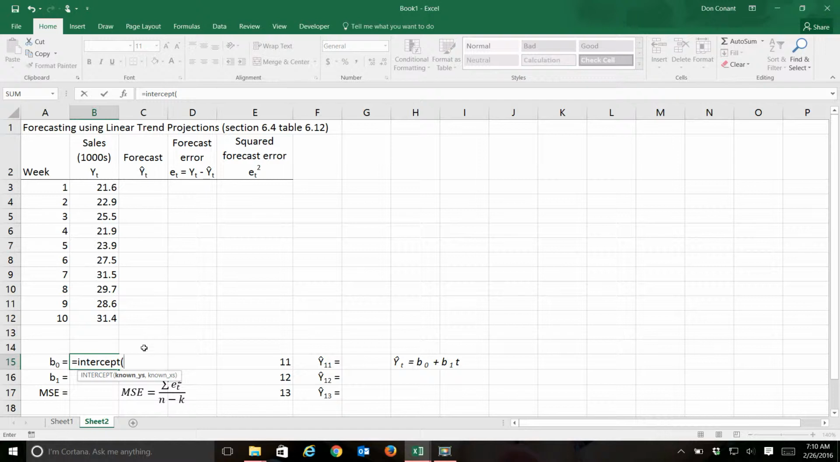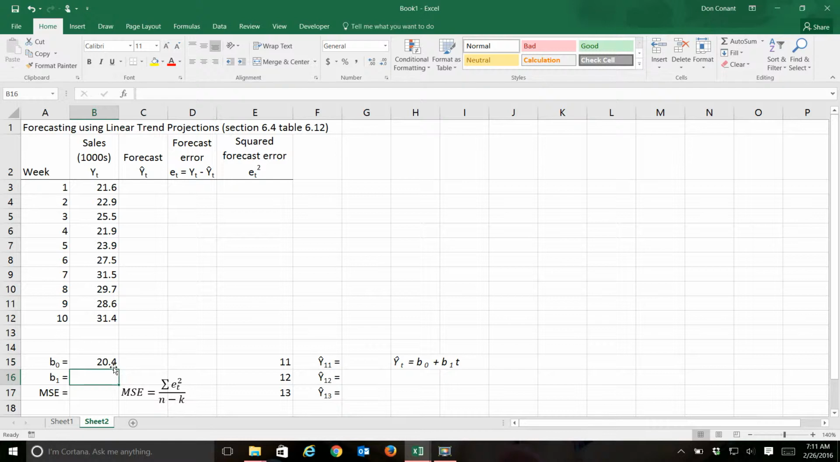Now what it wants is the known y's and the known x's. All right, here are the known y's, and our known x's are the week. The x-axis will be labeled by period, year, week, month, whatever it is. We'll just go ahead and do this. This is a linear trend. Put those in, and that gives us an intercept of 20.4. So in other words, our trend line crosses the y-axis at a sales volume of 20.4 times 1,000. As you can see, sales are in 1,000.